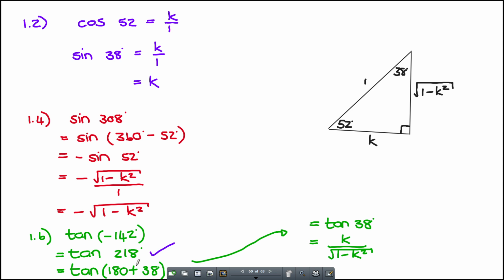Then, that 218, that's the same as 180 plus 38. Sien jy, ek werk weer met my hoekies wat in my driehoek is? Nee? Okay, dan 180 plus sit my in die 3de kwadrant, en wat is tan daar? Positief, so dis hoekom hy net tan 38 raak. So nou, as ek van daar af gaan werk, tan is opposite over adjacent, so that's why I have K over square root 1 minus K squared. Any questions there? Okay, kan ek maar skip?